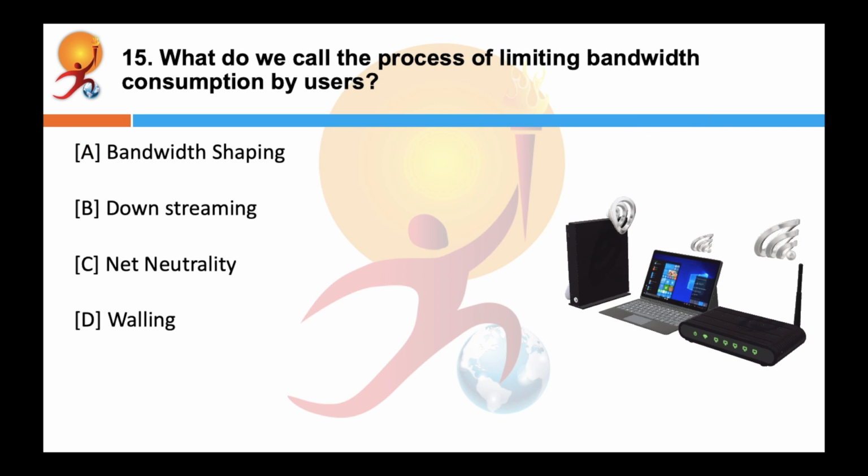What do we call the process of limiting bandwidth consumption by users? Correct answer is bandwidth shaping. It refers to a tool used by ISPs, that is Internet Service Providers, to limit or direct bandwidth consumption by its users. Bandwidth shaping is also called bandwidth allocation or bandwidth management.